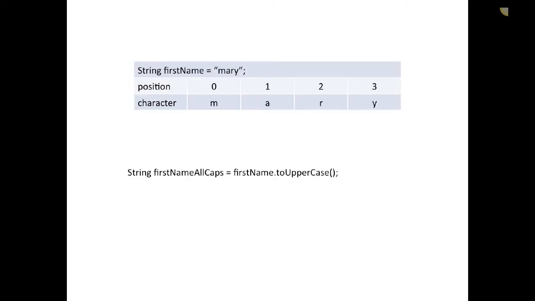Some other common string methods are to uppercase. So this would take whatever's inside a first name and take everything to uppercase and store it inside of this first name all caps variable. So I would end up with Mary all in uppercase. Another useful one, to lowercase. So in this case, it takes what's in first name and stores it in the first name lowercase, so I'd end up with Mary.